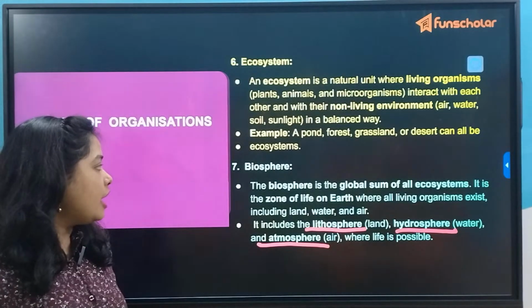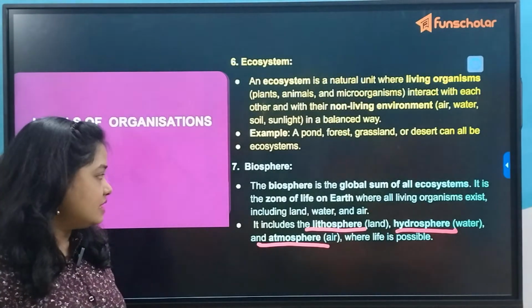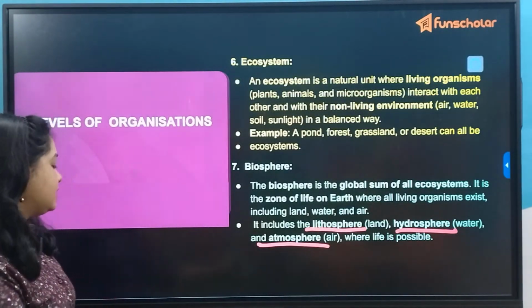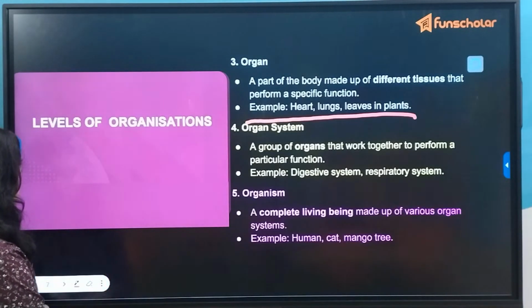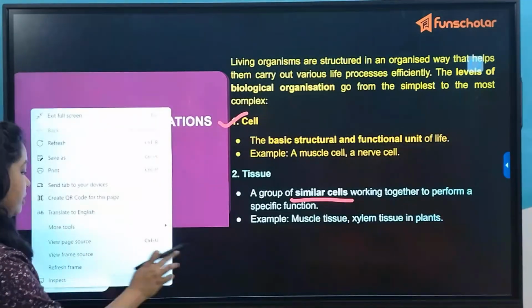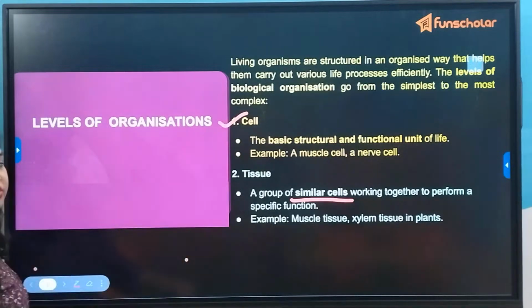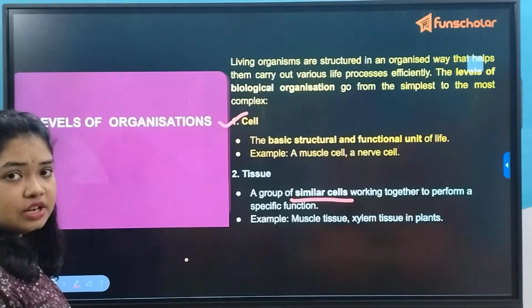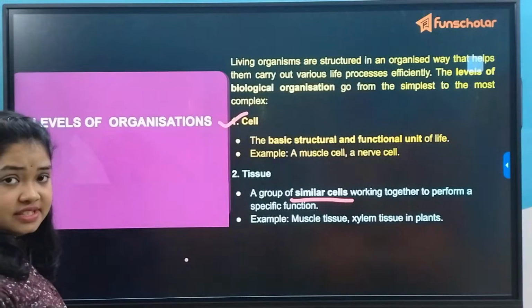And for this biosphere to exist, we need the lowest level, right? So this is the highest level. So for the biosphere to exist, we need the lowest level, that is the cell, to function and exist, right?